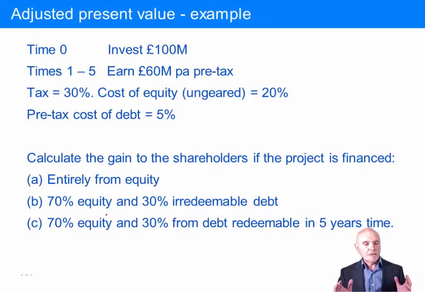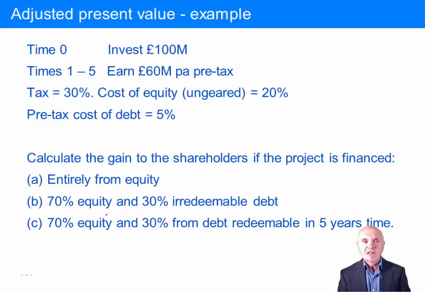So if we look at this example here, we have an investment potential of 100 million. In times 1 to 5 we earn 60 million per annum before tax. Tax is 30%, so of course we're only going to be left with 70% of that 60 million, only going to be left with 42 million per annum. The cost of equity on geared is 20%, so if we're financing this project by pure equity, then we will be thinking of 20%. This project is the same business risk as before, we're just isolating the effect of gearing here. And the pre-tax cost of debt is 5%.